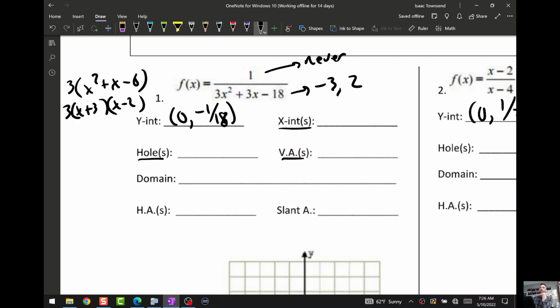So there is some factoring for these. But if x-intercepts are numbers that make just the numerator 0, and there's no numbers that make the numerator 0, this guy's not going to ever touch the x-axis. If there's no numbers that make the numerator and denominator 0, then this one's not going to have any holes. And if there's numbers that make just the denominator 0, those will be vertical asymptotes, and those are vertical lines, so x equals on each one.